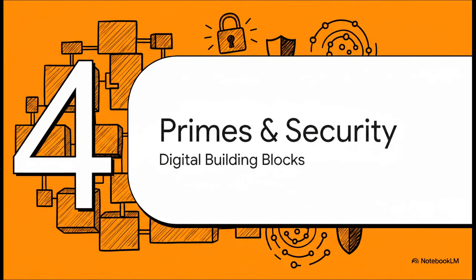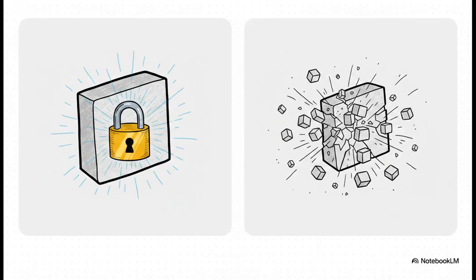All right, Section 4, primes and digital security. Let's talk about the absolute VIPs of digital security, prime numbers. While composite numbers can be shattered into smaller pieces, primes are the unbreakable atoms of our cryptographic universe. Every single composite number is just a multiplication of primes. The fundamental theorem of arithmetic guarantees this.